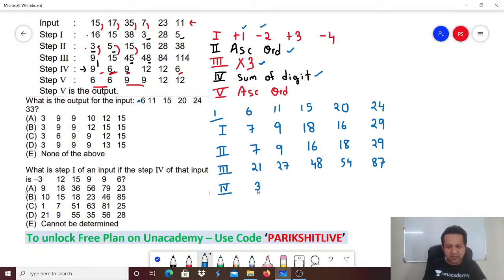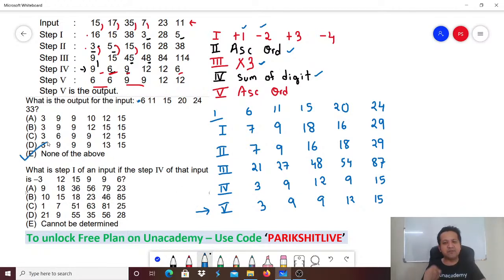2 plus 1, 3. 2 plus 7, 9. 4 plus 8, 12. 5 plus 4, 9. 8 plus 7, 15. And the last step is all about arranging them in ascending order. So smallest is 3. Next big numbers are 9 and 9. And then you have got 12 and 15. This is your last step, and this is the output. So which is this? 3, 9, 9, 12, 15. None of these. That's your answer for the first one.